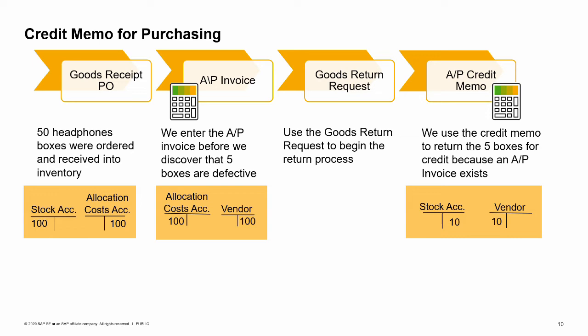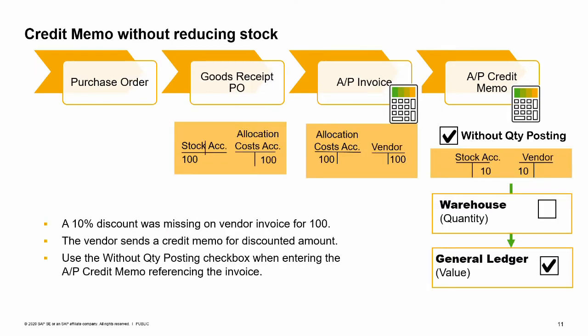from an invoice. For example, if the credit was for a price difference rather than for returning items, or if the credit referred to an AP invoice that we had already paid. There is also an option to create a credit memo without reducing stock accounts. Perhaps your vendor is giving you credit for a missing discount on an item or refunding your purchase price. In those cases, you can select the checkbox without quantity posting.